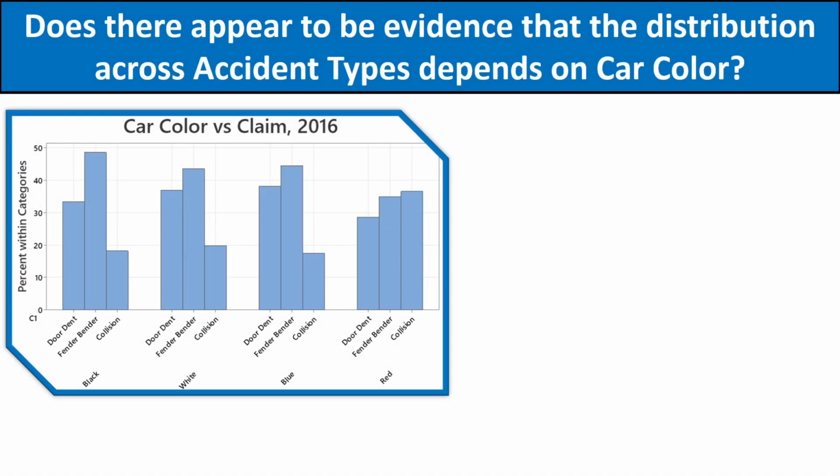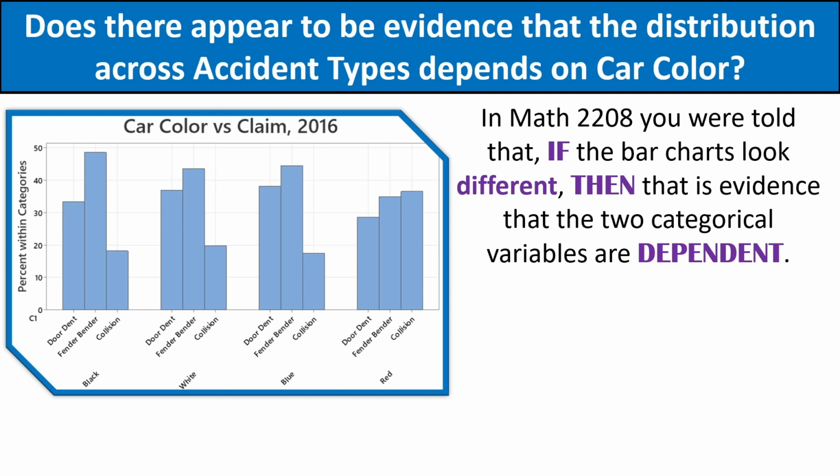Okay, so we're going to look at some actual numbers in a minute, but before we do, I want to remind you of something that you learned in 2208. In that course, you might have been presented with bar graphs like this, and you'll be asked something like, does there appear to be evidence that the distribution across accident type depends on car color? Another way you might have been asked the question is, does it appear that the 2 categorical variables are associated or dependent? And so looking at these, I wonder what most of you would say.